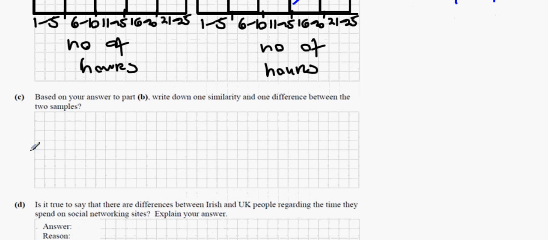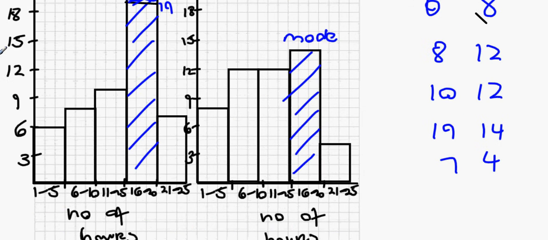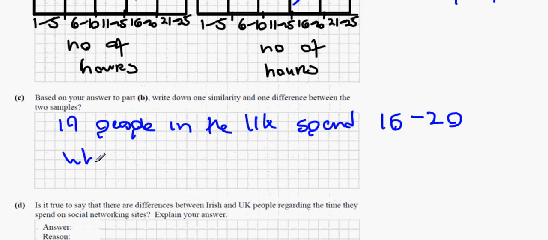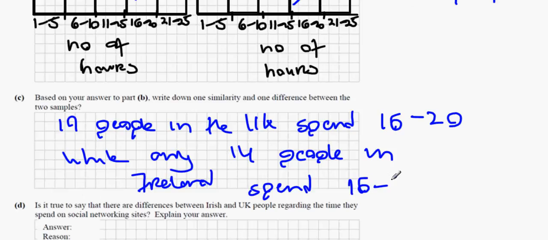19 people in the UK spend 16 to 20 hours, while only, we can look at here, 14 people in Ireland spend 16 to 20 hours on the social network sites.